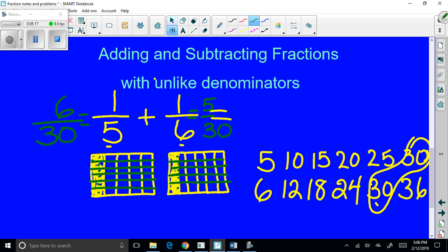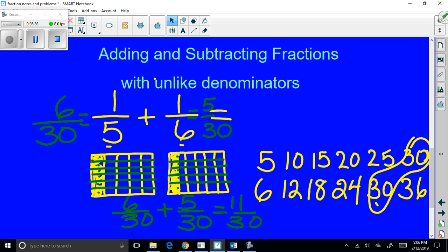And so that's what a common denominator looks like. So now I'm able to add 6/30 plus 5/30, and all together I'm just going to add my numerators. I have 11 pieces. If you count the shaded pieces, there are 11. And then I still have pieces that are in 30ths. So that's that. The same thing would apply for subtraction.